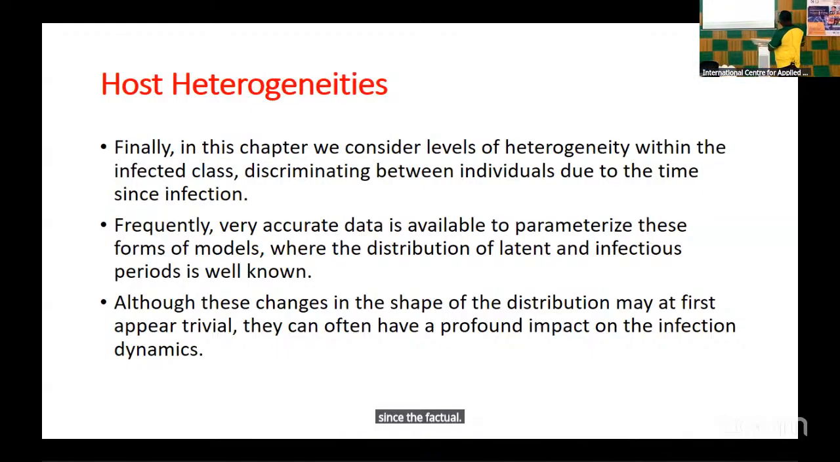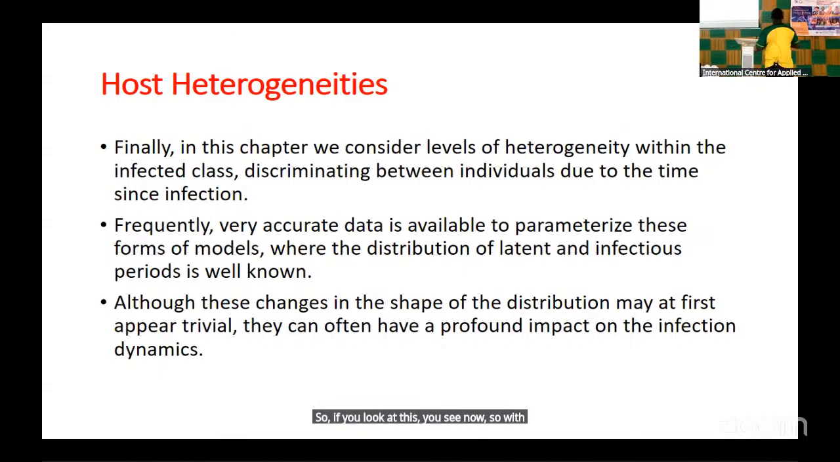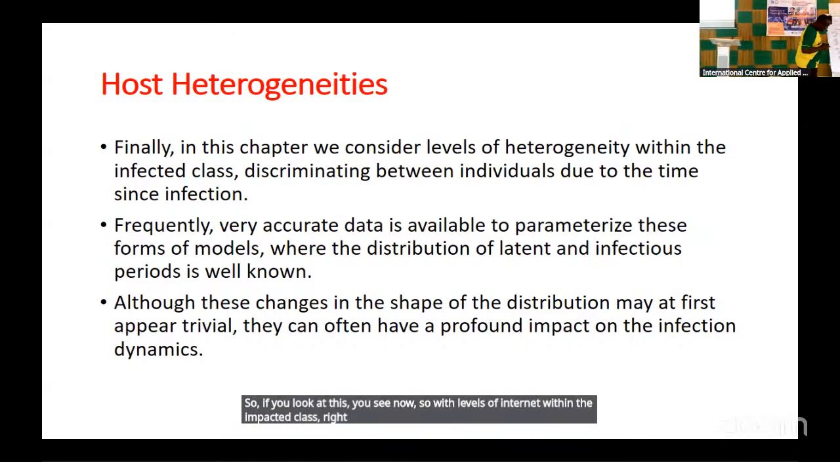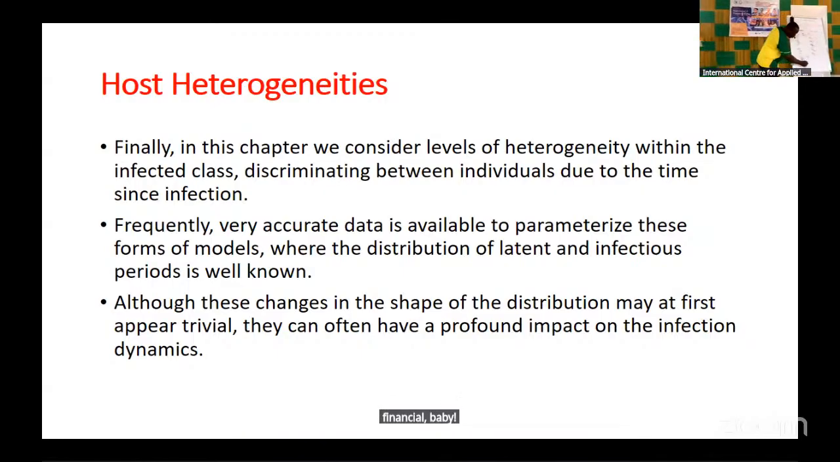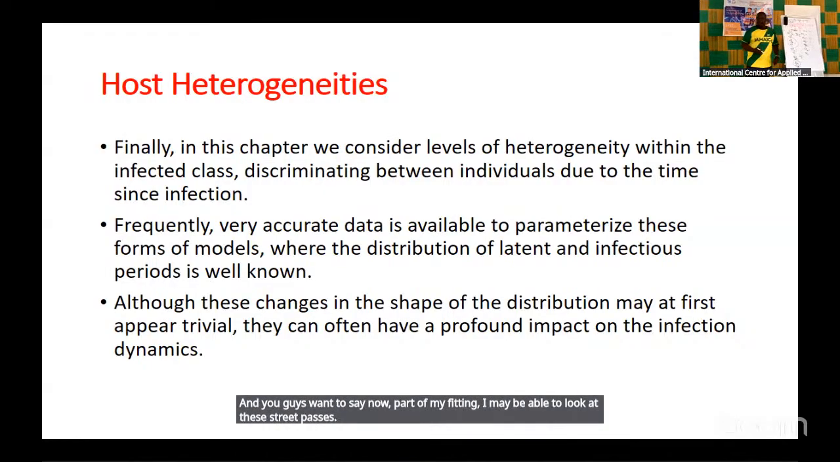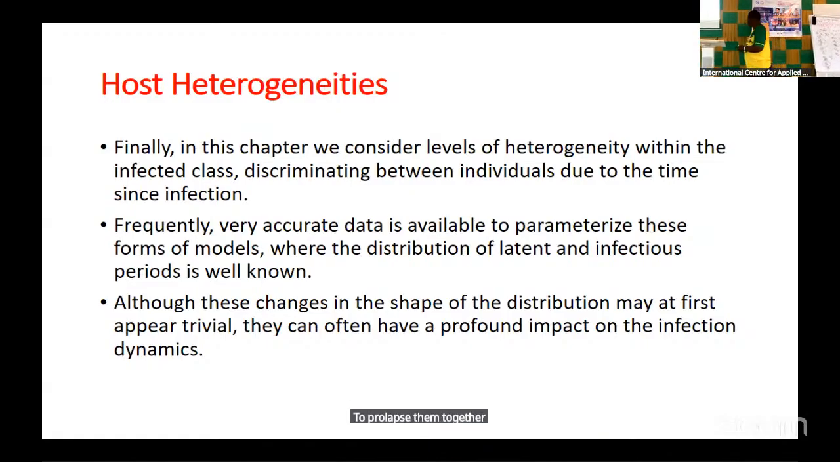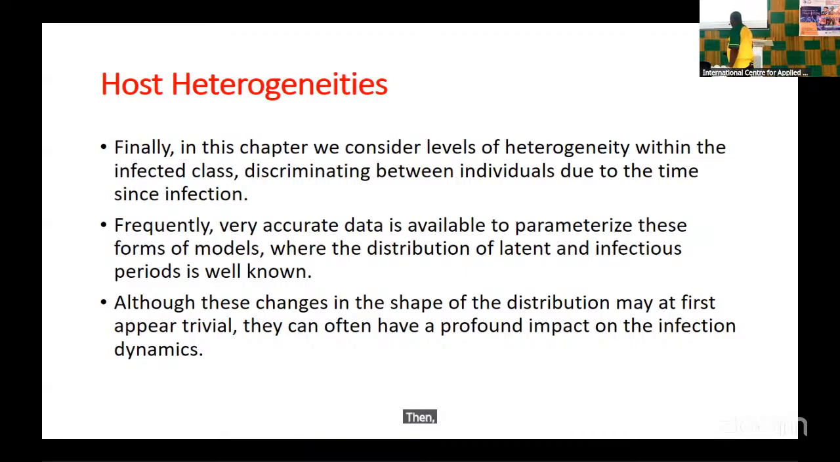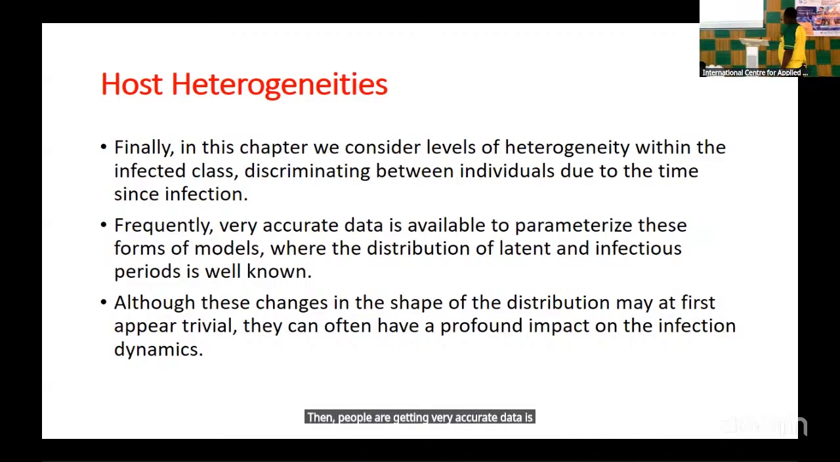So if you look at this, you see levels of heterogeneity within the infected class. For instance, maybe I just want to look at this class, the adults that are infected or infectious, and then the juveniles that are also infected. This may be a class I've been focusing on in terms of fitting. You get what I'm saying now? In terms of my fitting, I may be able to look at these two classes, collapse them together, and see what will happen.